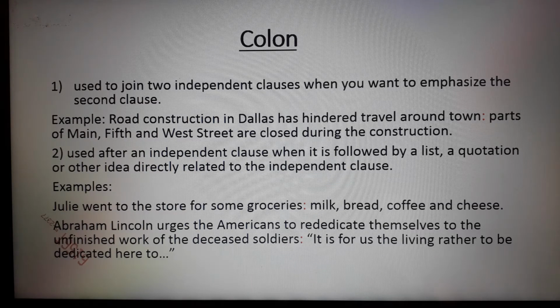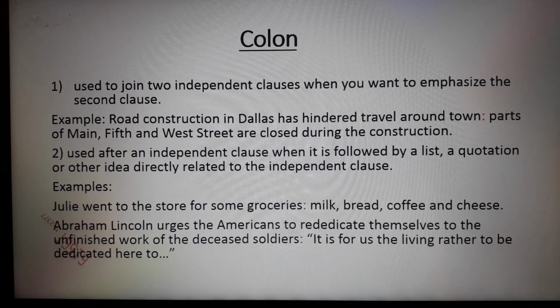A colon is also used after an independent clause when it is followed by a list, a quotation, or another idea directly related to the independent clause. You have an example here. Judy went to the store for some groceries: milk, bread, coffee, and cheese. So you have here a list, milk, bread, coffee, and cheese. Before writing that list, you need to write the colon, yes?